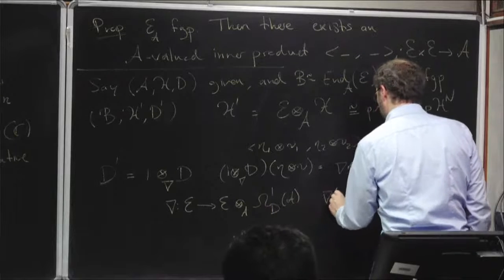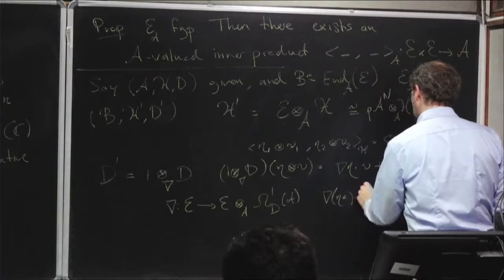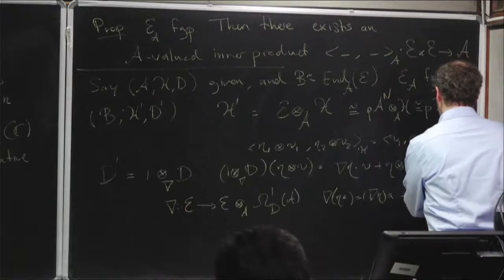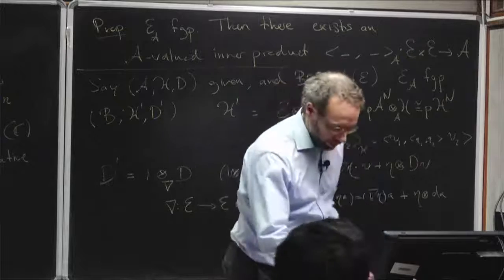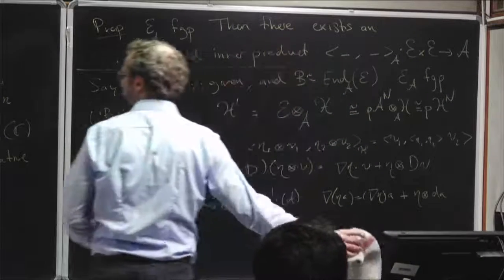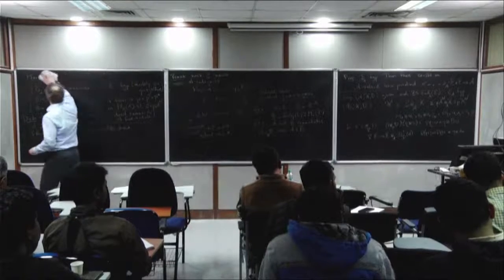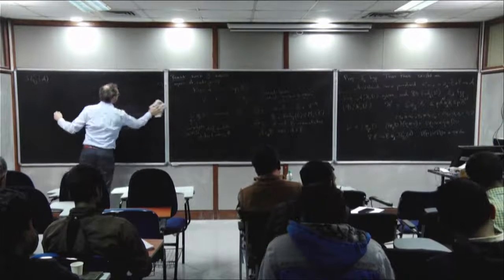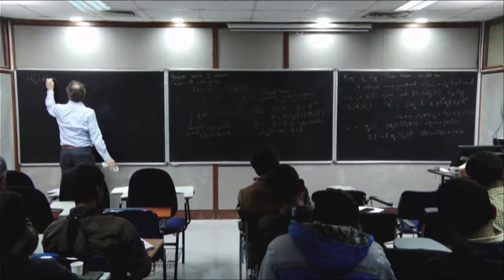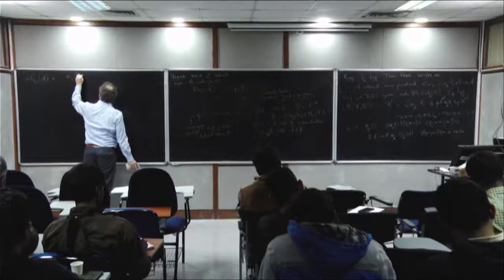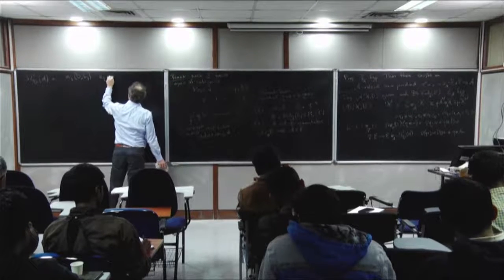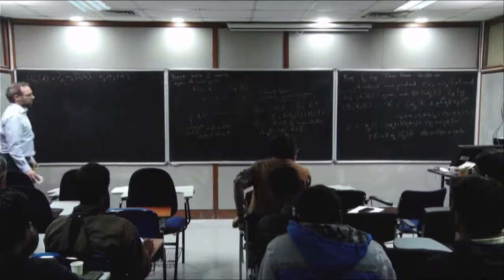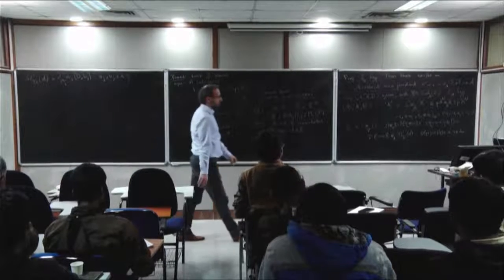So nabla of eta satisfies some Leibniz rule. And here is where I have to define these one forms. Take some space. So the one forms here are of this type. So there are elements in the algebra that generate sums of this type, finite sums, and that will be sufficient to actually prepare such a connection.